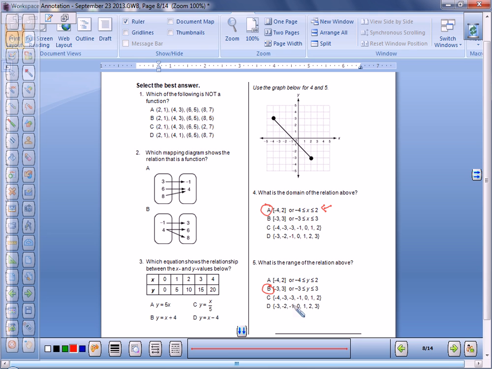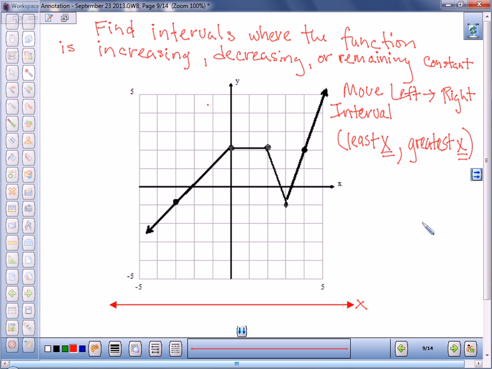Okay. This is the graph that we're going to use for our notes today, so I'm going to give you a moment to copy that down, and then we'll go over it.